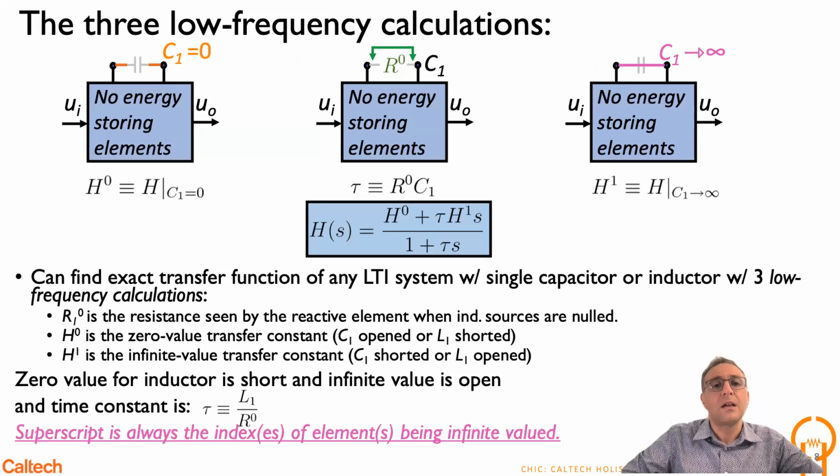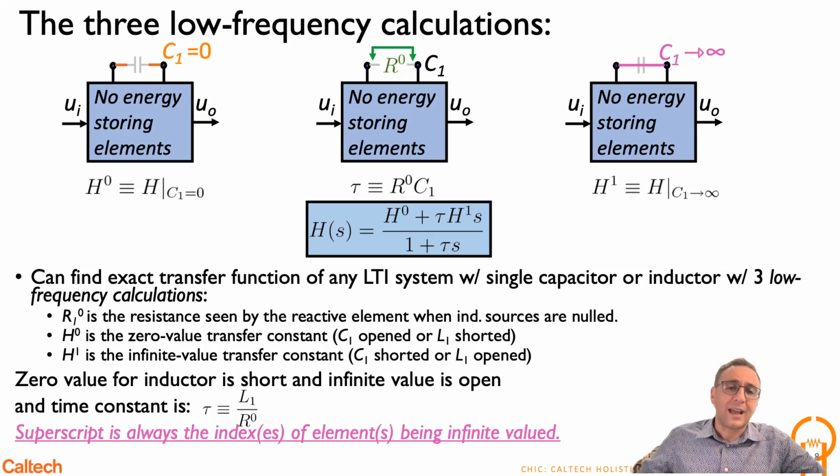So these are three low frequency calculations. So that's H superscript 0. And remember, these are not powers, these are superscripts. And essentially, the superscript is the index. This will be helpful in all of the derivations and equations that we'll show going forward in this presentation and method: anything in the superscript is the index of the elements that are being infinite valued. So in this case, there are no elements. So basically, when you have 0, it means that nobody is infinite valued.